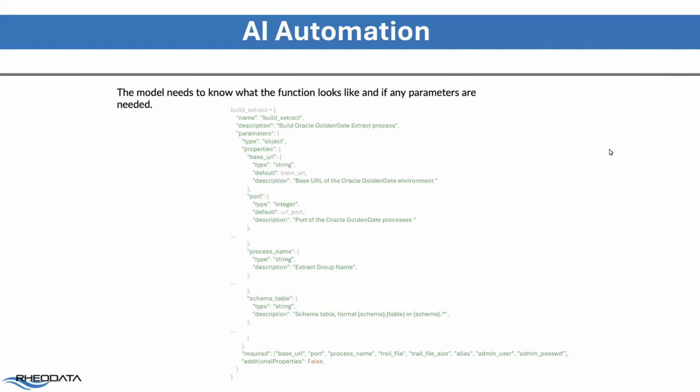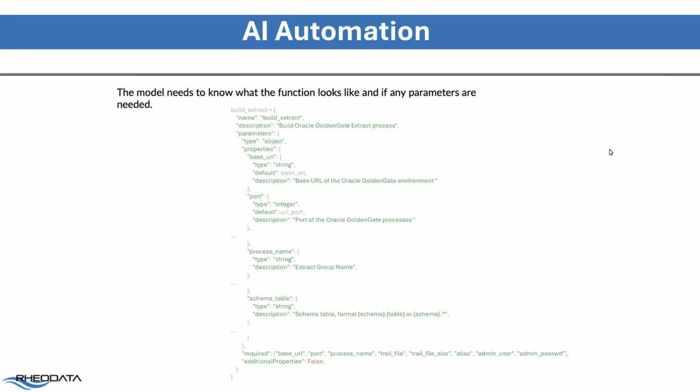And then you see some ellipses here. This thing is quite long. It gets quite long depending on what you're trying to pass into it. But what's important to understand is that at the very bottom of these function calls is the required line. You have to pass in all these parameters so the AI knows what it's looking for and what it needs in order to execute. Down at the required line, you see I've got base URL and port, which constitute the base of a GoldenGate call for the RESTful APIs.